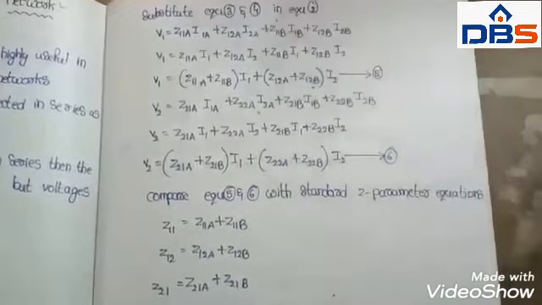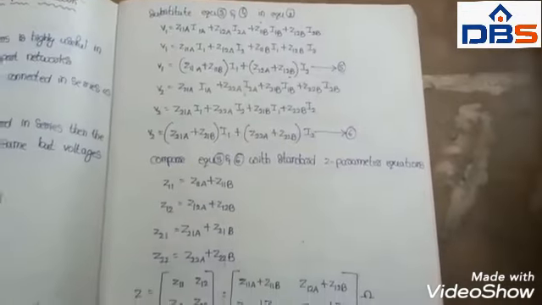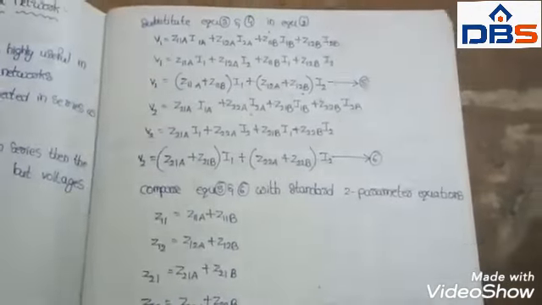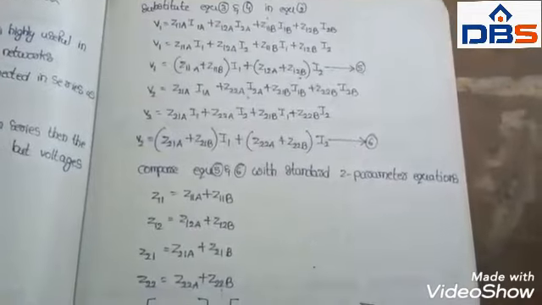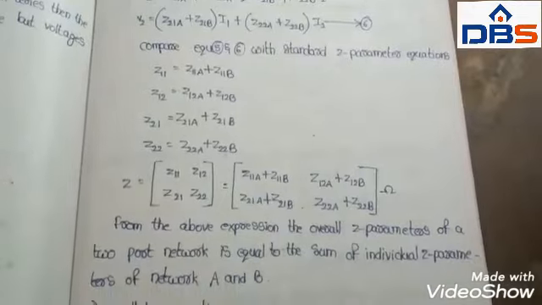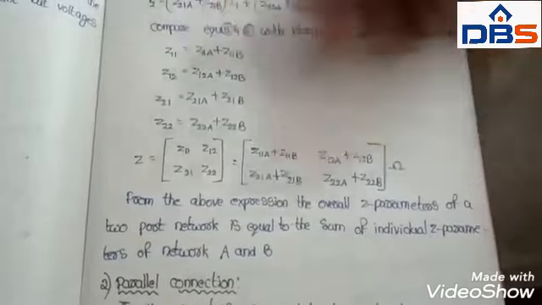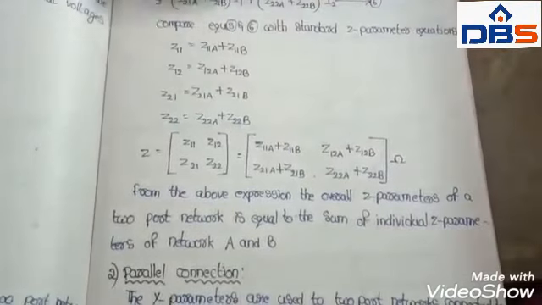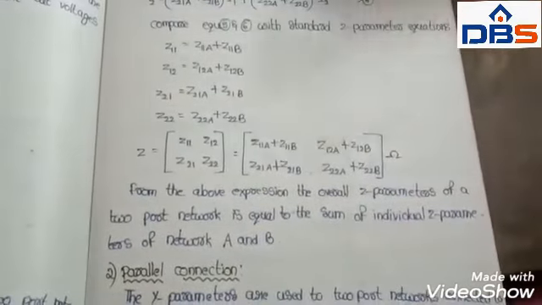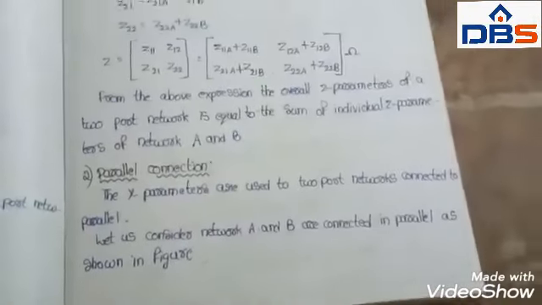After comparing equations 5 and 6 with the standard Z parameters, Z11 equals Z11A plus Z11B, Z12 equals Z12A plus Z12B, Z21 equals Z21A plus Z21B, Z22 equals Z22A plus Z22B. Simply put, it is matrix addition. So for the two networks, A and B, you have to determine the individual Z parameters and then add them. That is the series connection of two-port networks.